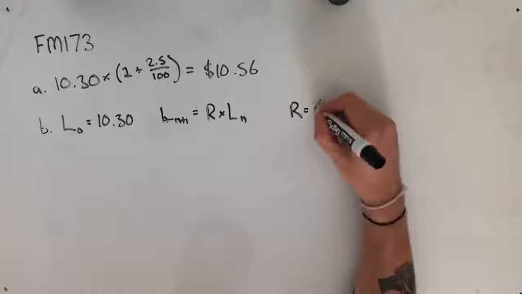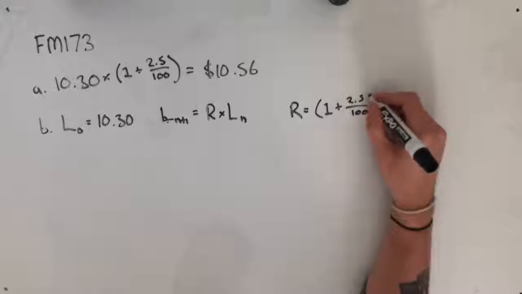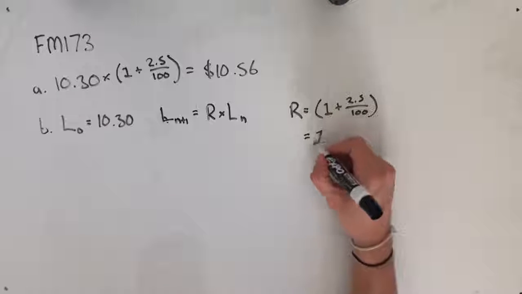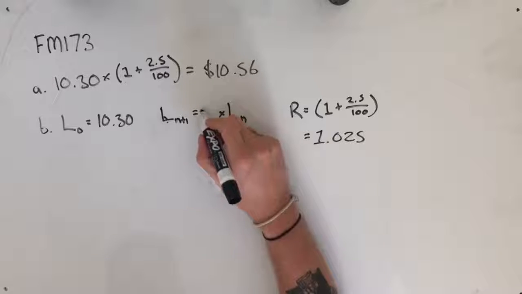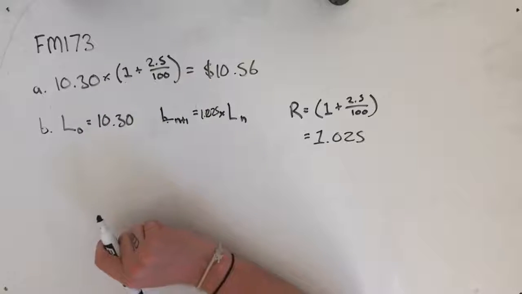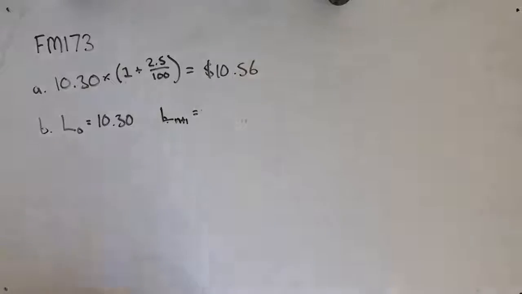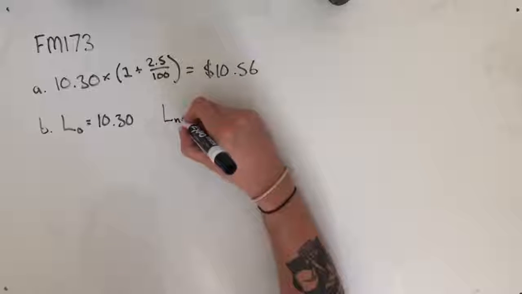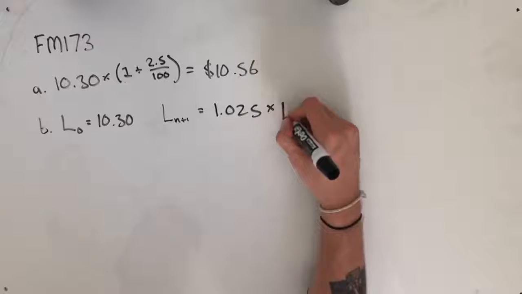So R is going to equal 1 plus 2.5 over 100 because we're increasing by 2.5% each month. If we were to simplify that down, we would get a value of 1.025. So I'm going to replace that over here. We have 1.025 times Ln. Might even write that out a bit bigger. So we're going to have Ln plus 1 is equal to 1.025 times Ln.